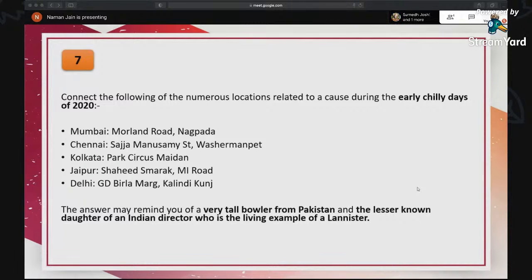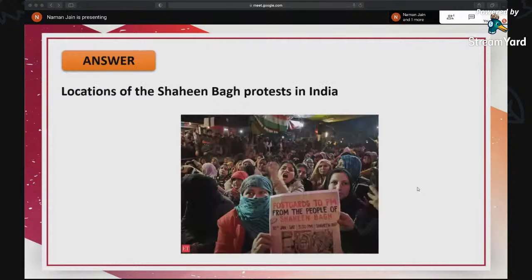Perfect. Tanuj, no, anti-CA we won't give you a point. We are looking specifically for Shaheen Bagh. I had even given you the hints that what we are looking for is Shaheen, exactly Shaheen. So locations of the Shaheen Bagh protests in India. Moving on to the next question.